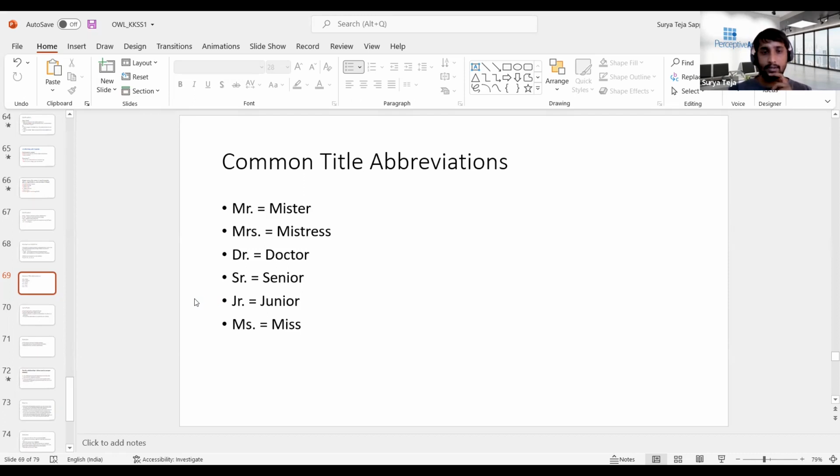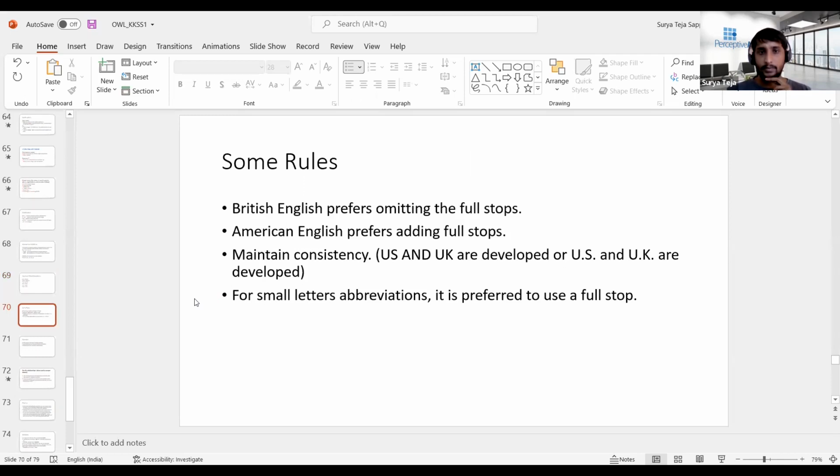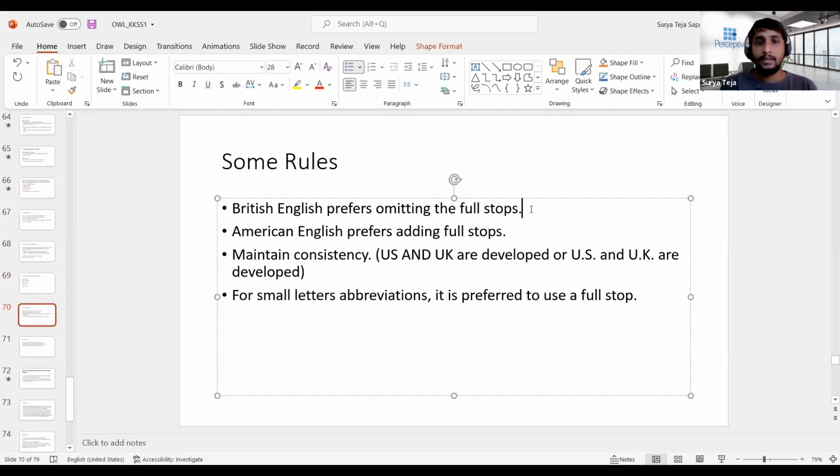There are certain other rules about using a full stop or not, that I'll talk about here. British English and American English are actually a bit different here. British English prefers to omit the full stop when abbreviating things. For example, UK or US. When we write UK or US, when conversing with a person from Britain, from London, we usually prefer writing UK in this form, with a full stop after U and K.